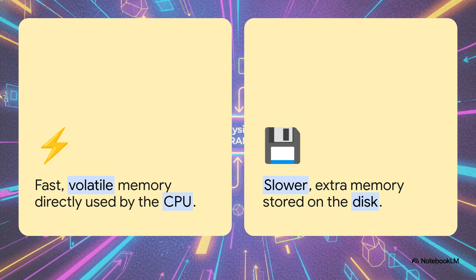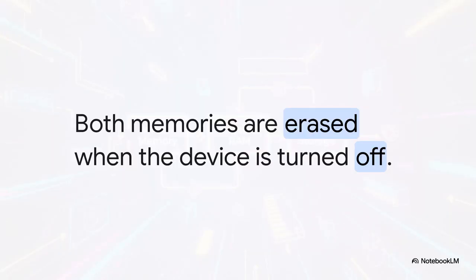I mean, yes, it lets programs run that otherwise totally couldn't, but it absolutely comes at a speed cost. And here is a crucial takeaway, a real aha moment. Even though virtual memory lives on your permanent storage drive, the system still treats it as temporary space. So whether data is currently sitting in your physical RAM or it's been temporarily swapped out to virtual memory, both sets of information are instantly wiped clean the moment the device is powered off. It's all still part of that volatile work cycle.